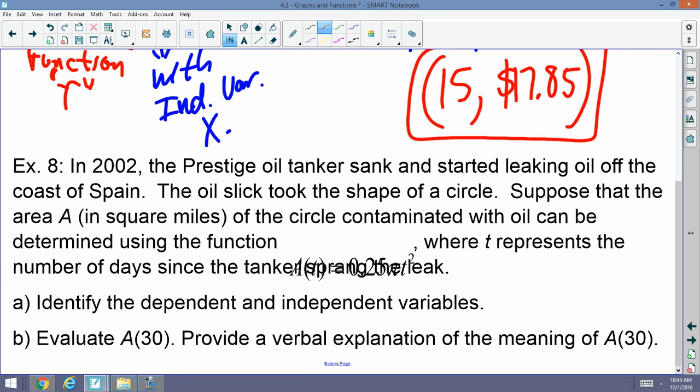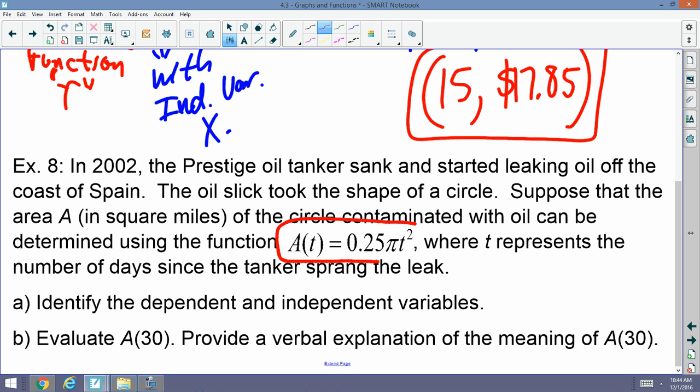Okay. Last but not least. Hold on, let me move this guy here. Okay, there we go. In 2002, the Prestige oil tanker sank and started leaking oil off the coast of Spain. The oil slick took the shape of a circle. Suppose that the area A in square miles of the circle contaminated with oil can be determined by using the function. Check it out, guys.